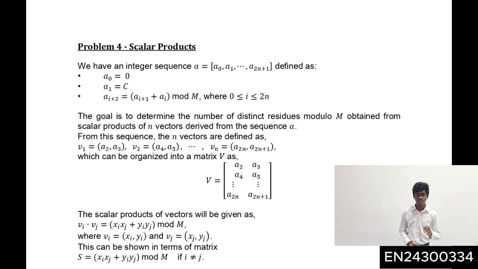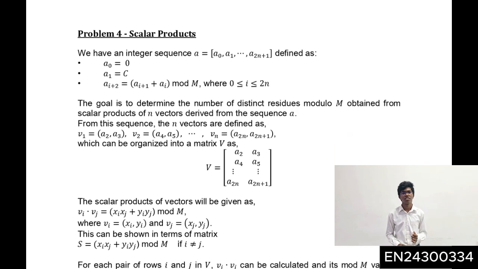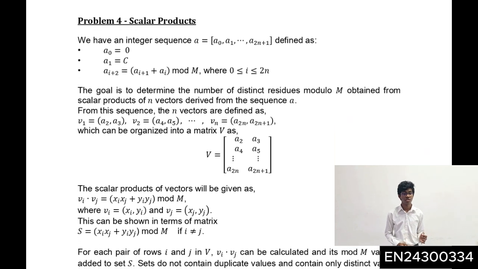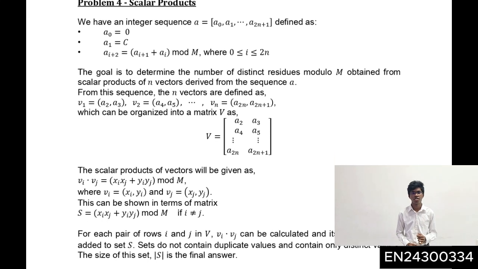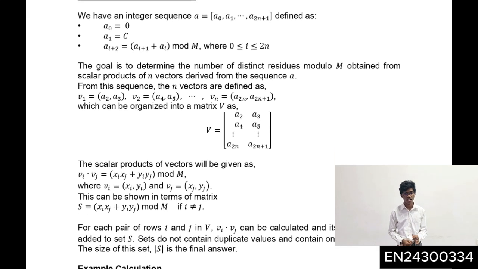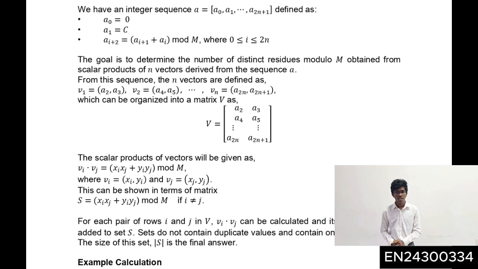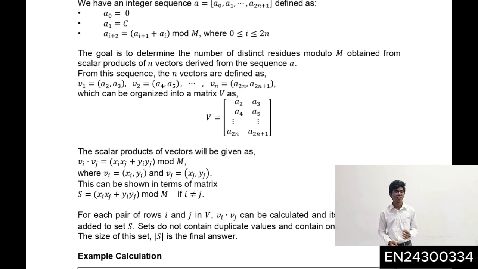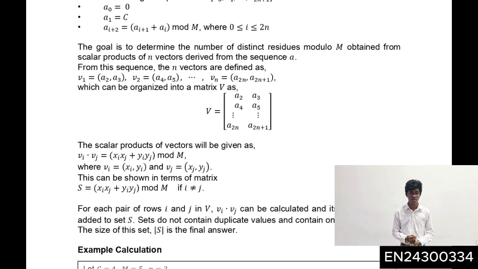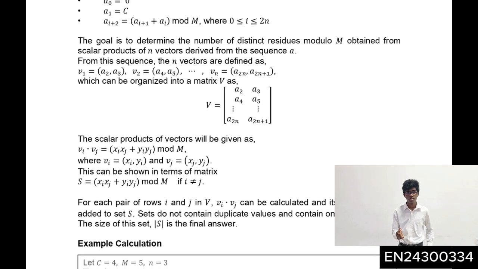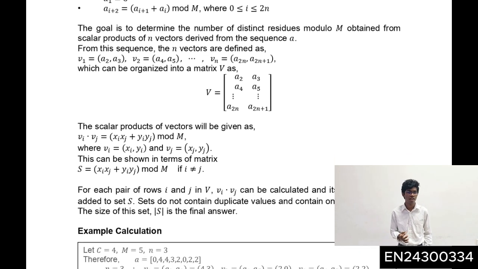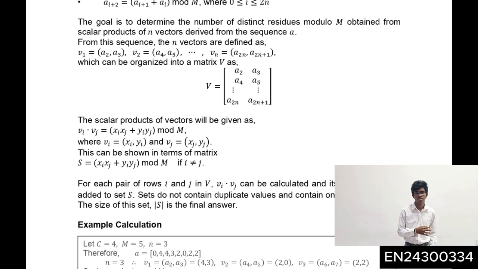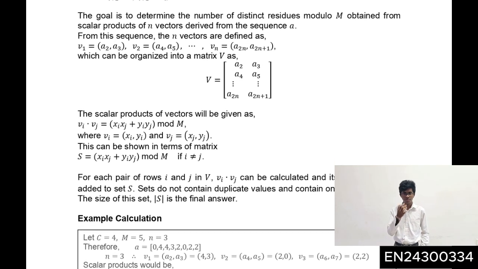This problem involves taking scalar products of vectors. The sequence is given such that a0 equals 0, a1 equals c, and a(i+2) equals a(i+1) times a(i) modulus m. The vectors can be formed by each consecutive pair of values in this sequence. Therefore, v1 equals a2, a3, v2 equals a4, a5, and so on. This continues for n number of vectors.